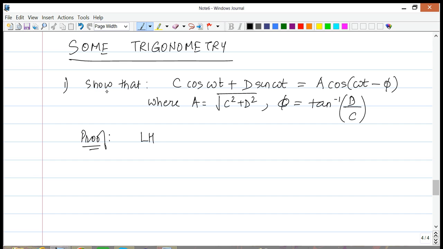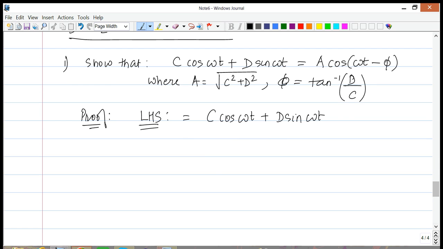So my left hand side is equal to c cosine omega t plus d sine omega t. This is a linear combination. The reason it's a linear combination is because sine and cosine have only powers of one. We only have single powers of sine and cosine here. c and d are both constants. So this is what a linear combination looks like.